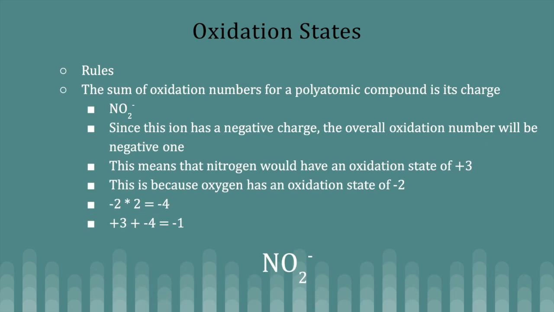Now, for polyatomic compounds, the sum of oxidation numbers for a polyatomic compound is its overall charge. So, as we see here, nitrate, its overall charge is -1. So since this ion has a negative charge, the overall oxidation number will be -1. This means that nitrogen would have an oxidation state of +3. This is because oxygen has an oxidation state of -2. -2 times 2 equals -4. +3 plus -4 equals -1. We can also see that here.